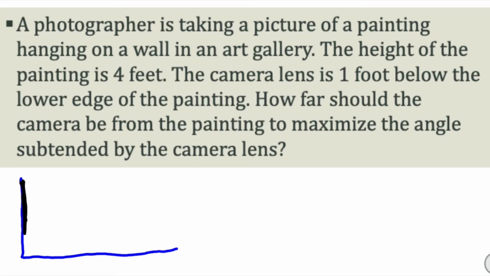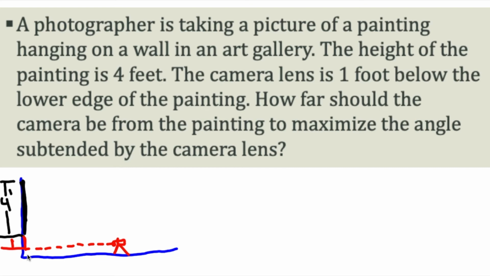So here's my picture hanging on the wall. Okay, that black mark there is 4 feet tall. So from here down to here, we know that's 4 feet. What else do we know here? The camera lens is 1 foot below the lower edge. So basically, this distance right here is 1 foot. So that is where the camera is. This is my camera. It's a great camera, I know. So there's my camera.